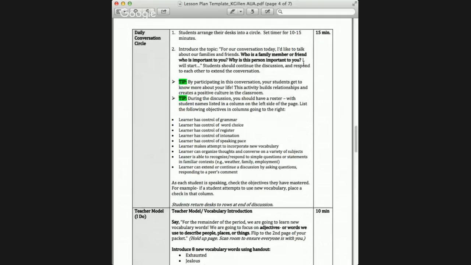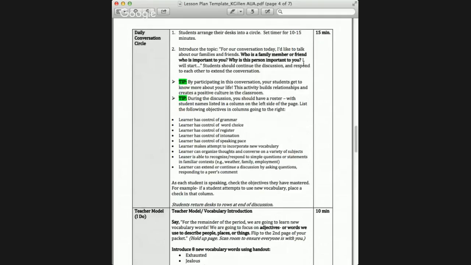So as your students are talking, it's not only wonderful to be able to learn more about them, but also it's a great time to take some notes on what your students need to work on. So you might make some sort of a template with different objectives in it for grammar, word choice, register, intonation, speaking pace, etc. And you might just have your students' names also, and you might just check off who is doing a good job with what. So if Faridun, one of your students, is really struggling with his speaking pace, make a note of that in your chart.